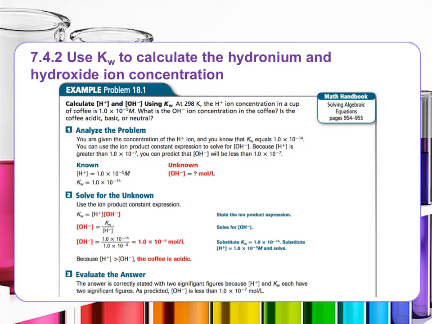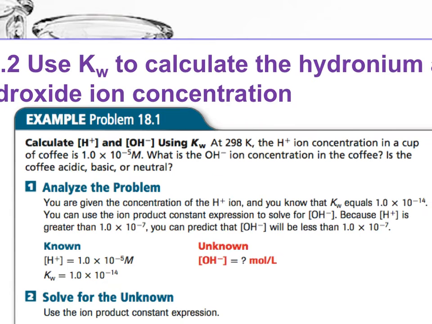Now here is an example of a question. Calculate the concentration of H plus and OH minus using Kw. So at 298 Kelvin, the H plus ion concentration in a cup of coffee is 1 times 10 to the minus 5 molar. What is the OH minus ion concentration in the coffee? Is the coffee acidic, basic, or neutral?